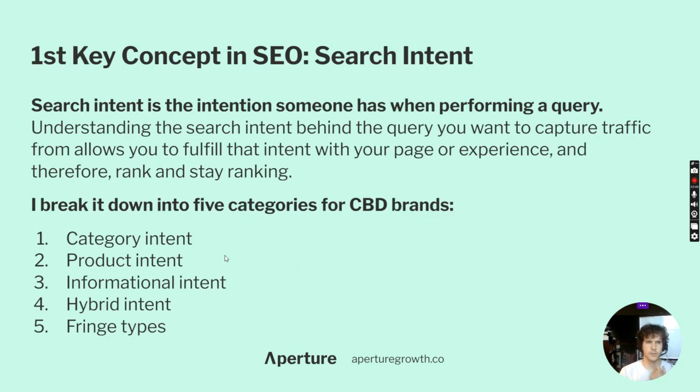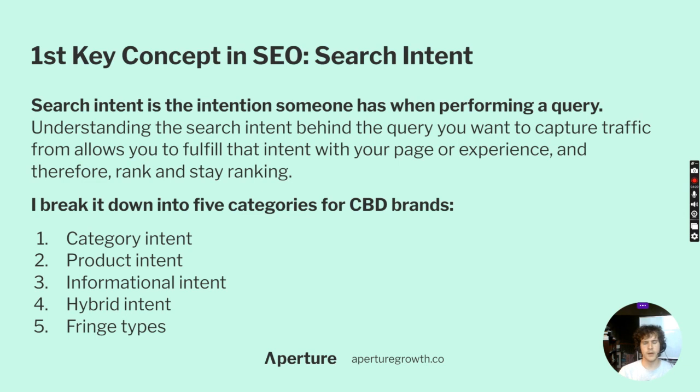Okay, so let's discuss some key concepts in SEO. There are four of them. The first one is search intent. Search intent is the intention someone has when performing a certain query on Google or on Bing. And so understanding the search intent behind a given query allows you to fulfill that intent using your page, your blog post, or your product page, and therefore you'll rank and you'll stay ranking for a long time if you get that intent right. And so understanding the intent is the key to ranking for all the keywords you want to rank for.